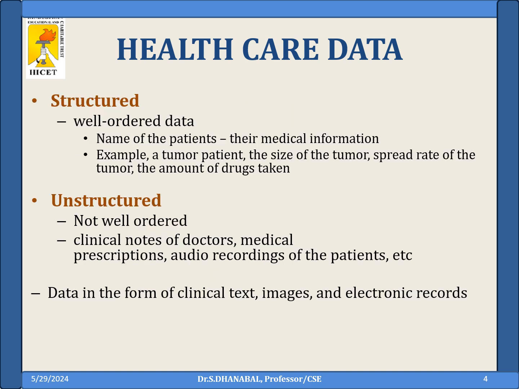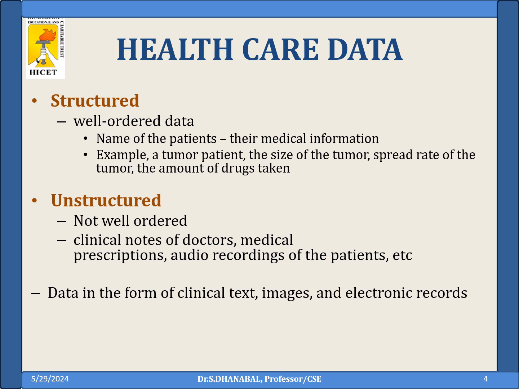So healthcare data can be divided into two types of data format. One is structured, another one is unstructured. In the case of structured data, it is well ordered data where you have the name of the patient, their medical information, everything will be available. So for example, for a tumor patient, the size of the tumor, spread rate of the tumor, the amount of drugs taken, etc., all those things are collected and stored.